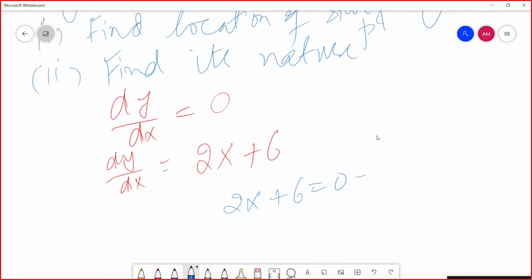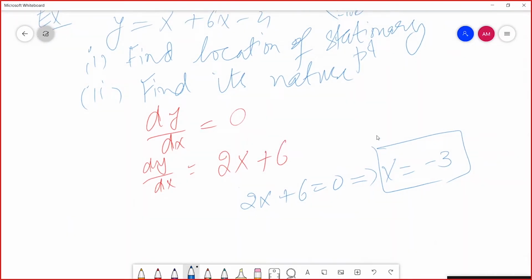So this means, can you tell me what x is then equal to? 3. No, -3. Yeah, -3. So we found that x is -3. Now we are confused whether it's a minimum, maximum, or a point of inflection.